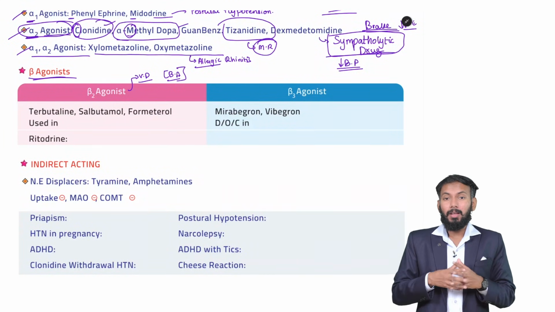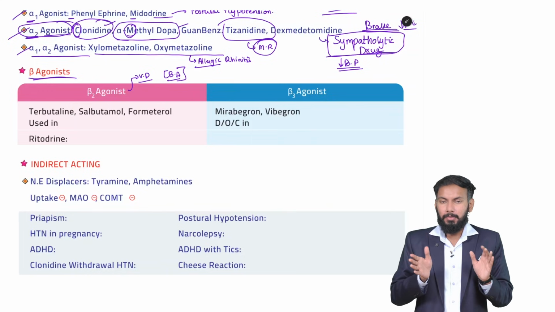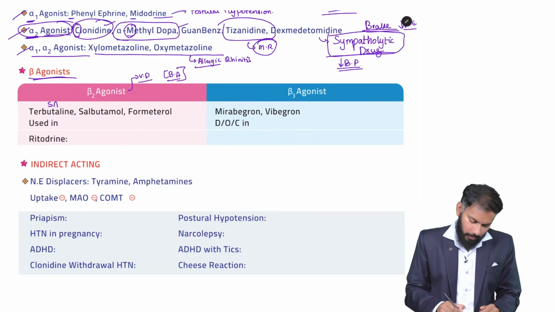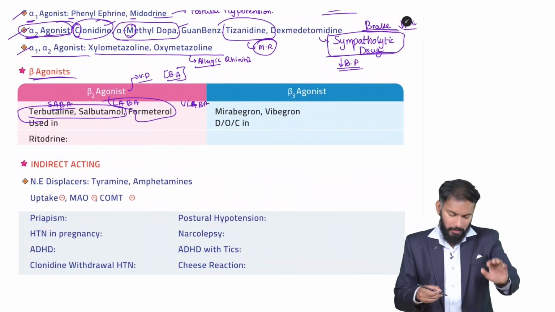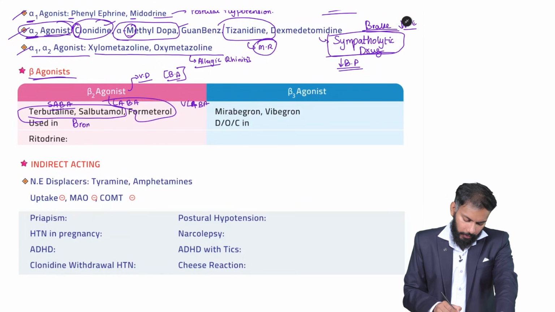Do you remember SAMA, LAMA? Same here, SABA, LABA. What is important to us? SABA is terbutaline, salbutamol; LABA is formoterol. Please remember this much, that's enough. It is used in bronchial asthma.